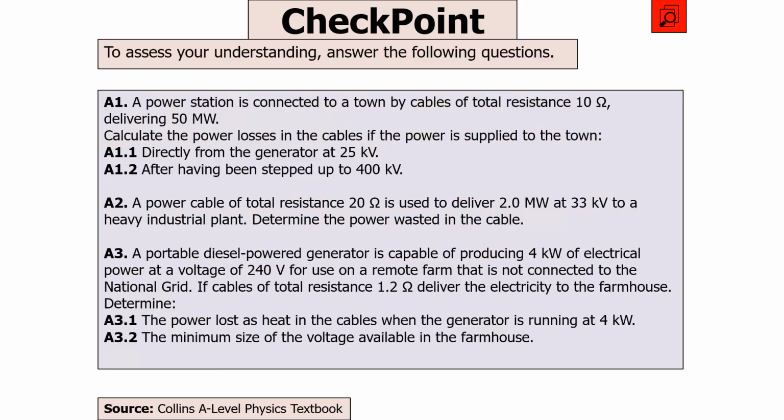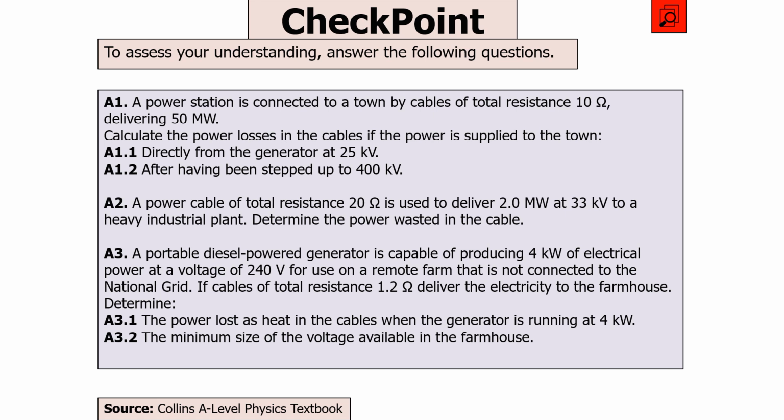The next question says, a power station is connected to towns by a cable of total resistance 10 ohms delivering 50 megawatts. Calculate the power losses in the cable if the power supplied to the town is directly from the generator at 25 kilovolts or after being stepped up to 400 kilovolts. Then a power cable of total resistance 20 ohms is used to deliver 2.0 megawatts at 33 kilovolts to a heavy industrial plant. Determine the power wasted in the cable.